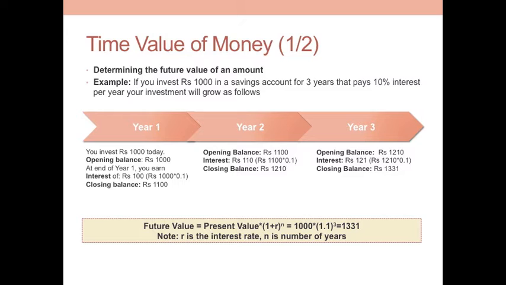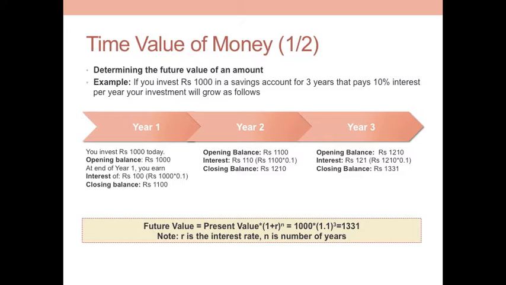1000 rupees in the bank today. At the end of the year, you earn interest of 10% on 1000 rupees, which is 100 rupees. So your balance by the end of the year has grown from 1000 to 1100. Similarly, in the second year, now your opening balance is 1100 rupees.